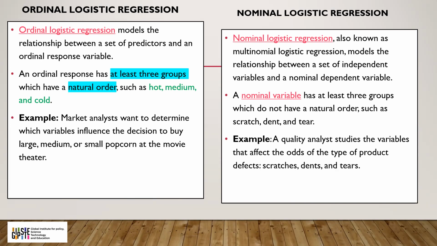Example, a quality analyst studies the variables that affect the odds of the types of product defect, whether the product has some scratches, dents, and tears. That is a good idea to utilize nominal logistic or multinomial logistic regression.